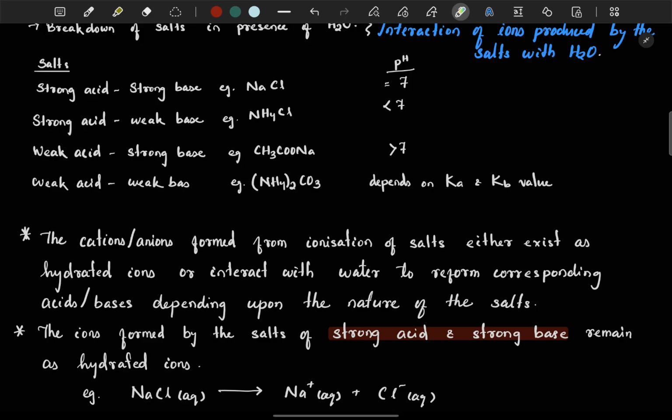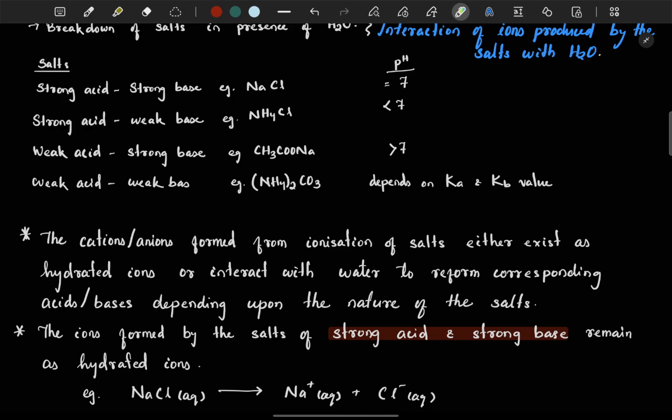If the salt is of a strong acid and a strong base, the pH is 7, like NaCl, which is made up of a strong acid, that is HCl, and a base, that is NaOH. Both are strong and their pH is nearly equal to 7. Similarly, the salt of a strong acid and a weak base, that is NH4OH, and a strong acid, that is HCl, produces ammonium chloride, and its pH is less than 7.